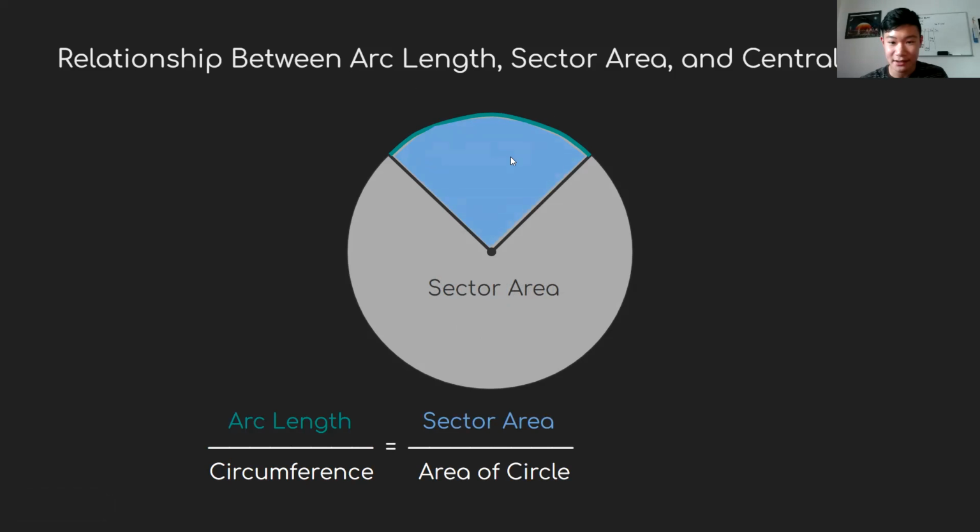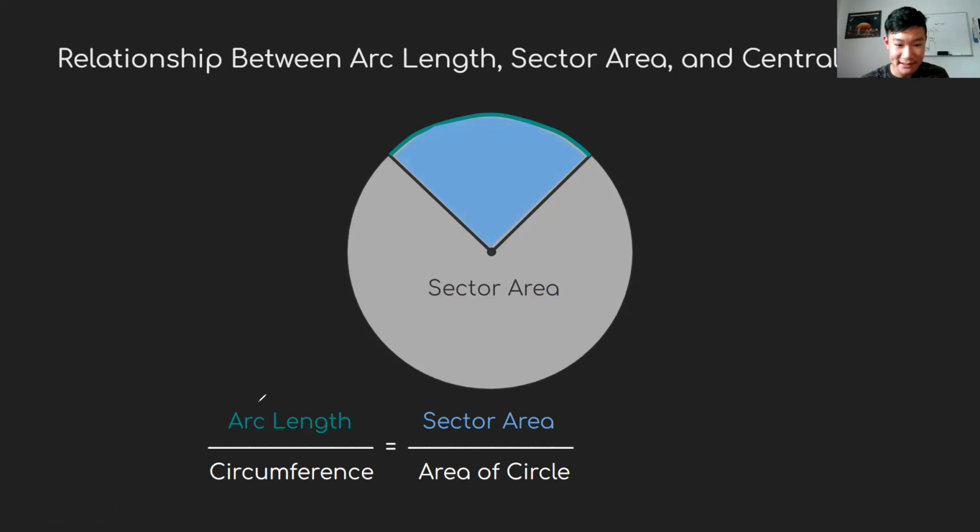A sector is just the area underneath this arc. So if the arc goes from here to here, all we have to do is extend that down into the center, extend that down into the center, and find the area over here. And that is the sector area. Basically, this fraction equaling this fraction means that the percentage that this arc length covers over the circumference is the same percentage of the sector area over the entire area of the circle. Now, what does that mean?